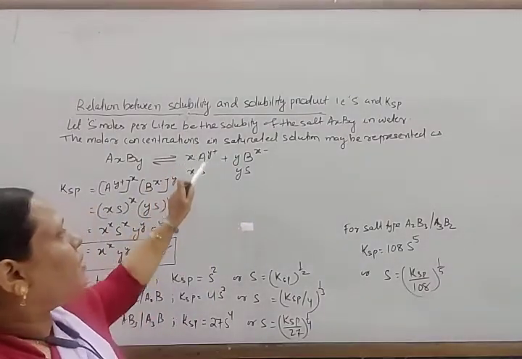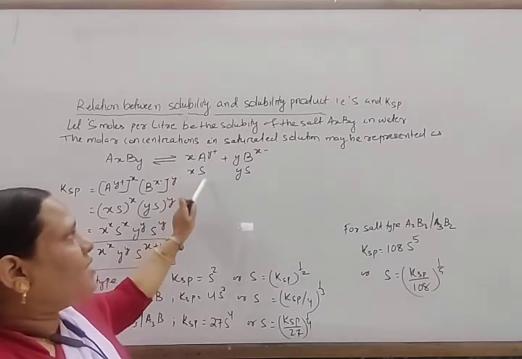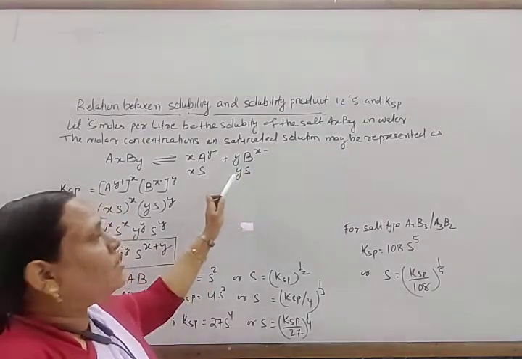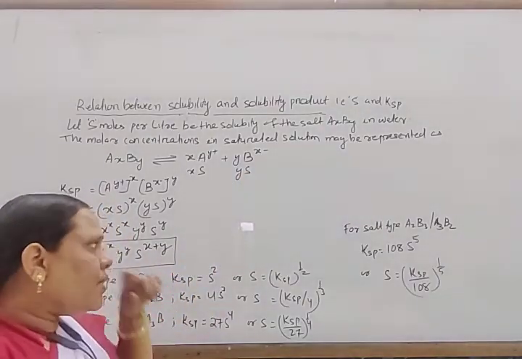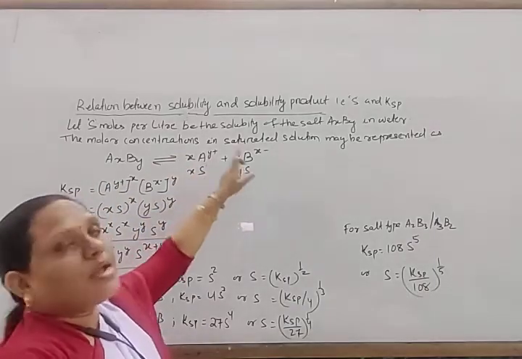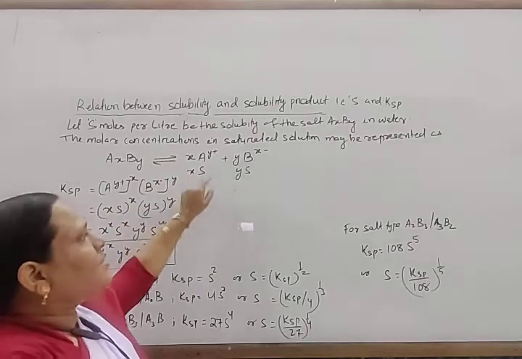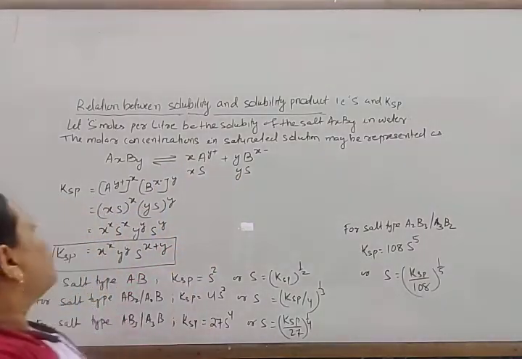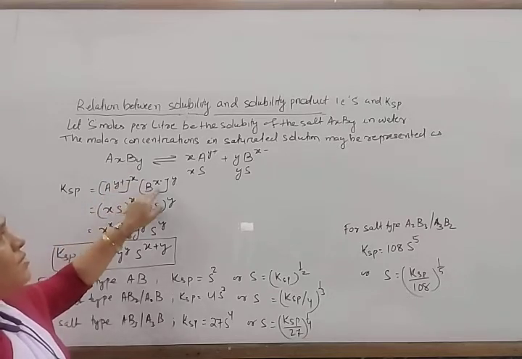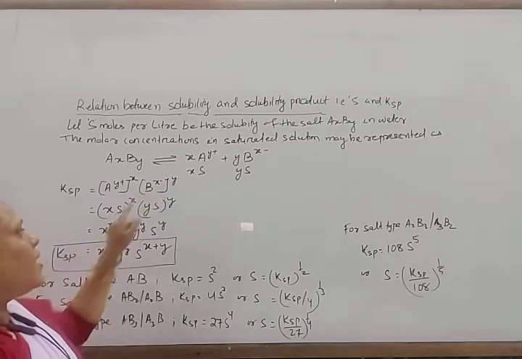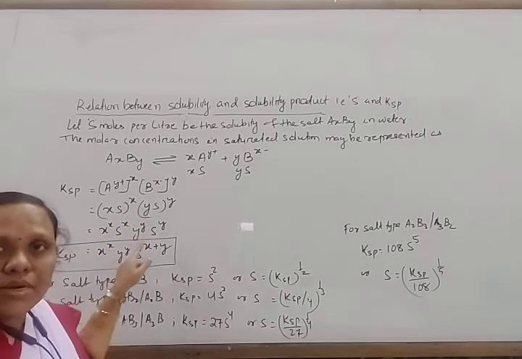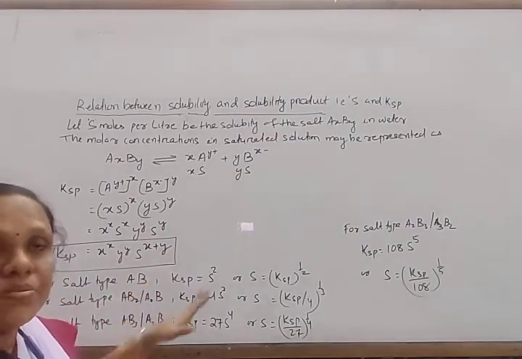So the concentration of A^y+ is xS and the concentration of B^x- is yS, because one mole dissociates to give x moles of A and y moles of B. In this way, xS and yS. So Ksp is equal to [A^y+]^x times [B^x-]^y, or (xS)^x times (yS)^y, that is x^x times y^y times S^(x+y).